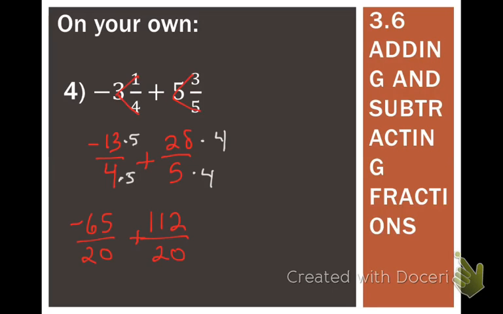112/20ths. Alright, so negative 65 plus 112 is 47. And the denominator carries, and it is positive. 112 is bigger than negative 65. So 20 goes in there 2 whole times with 7 left over, so the answer is 2 and 7/20ths. Okay, next example.